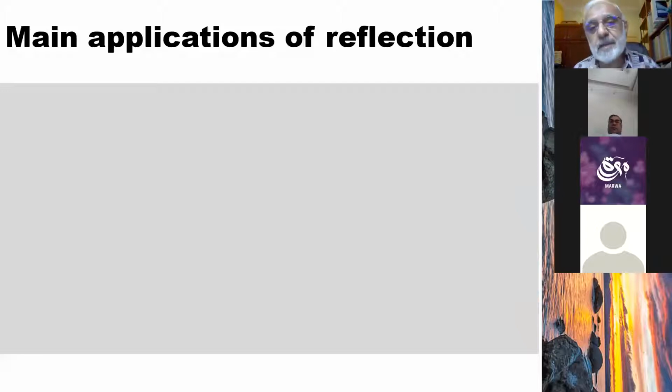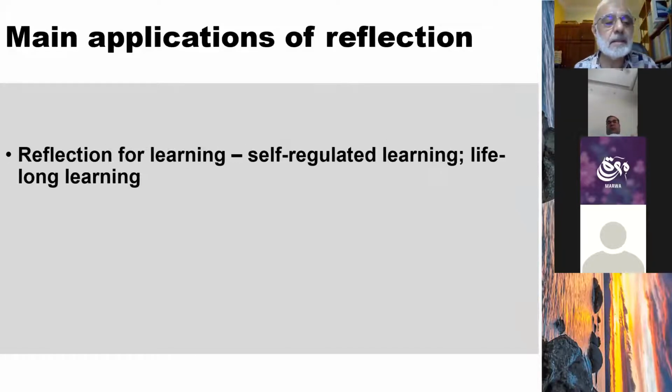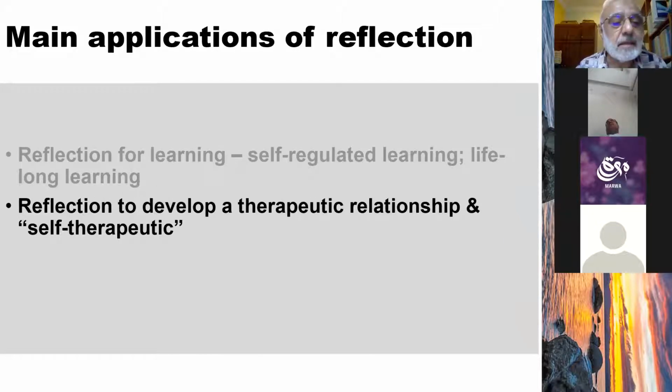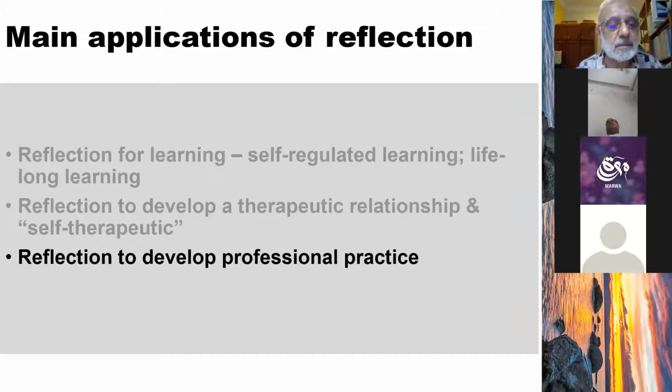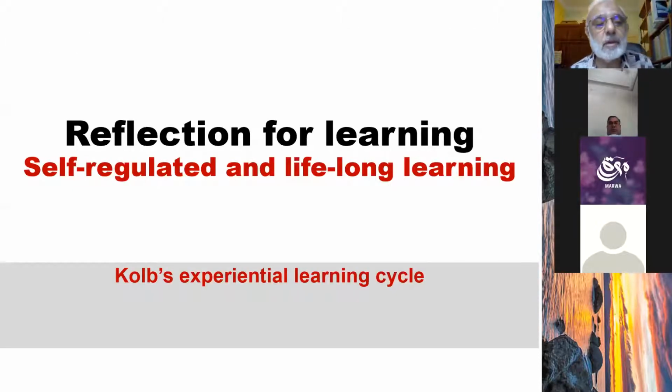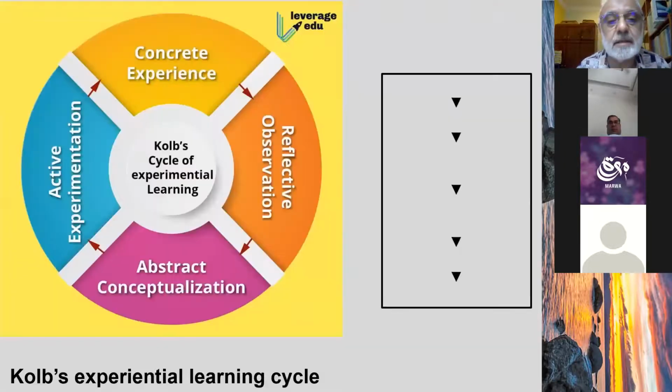There are three main applications of reflection. One, reflection for learning, which is self-regulated learning or self-directed learning, and lifelong learning. Second, reflection to develop a therapeutic relationship or self-therapeutics. And third, reflection to develop professional practice. However, in today's session, we will be talking about reflection for learning. And to understand this, we will take help of Kolb's experiential learning cycle.